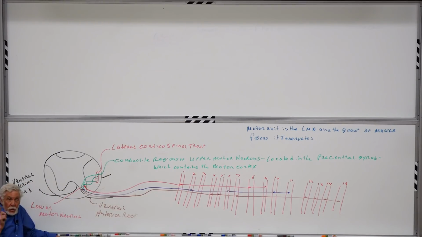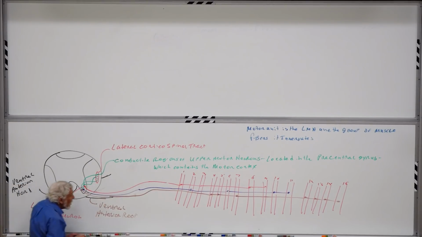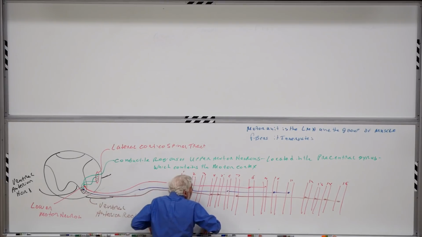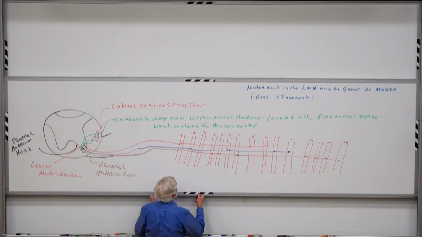So any questions up to there? That's the concept of the motor unit. So now what I want to do is drill down and think about what's happening at the interface between the lower motor neuron and the muscle fiber.